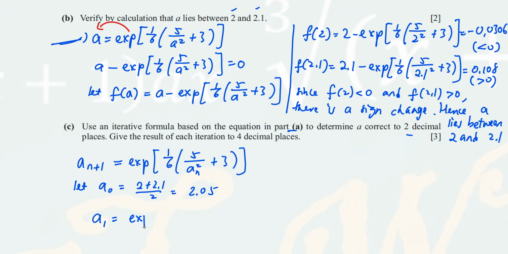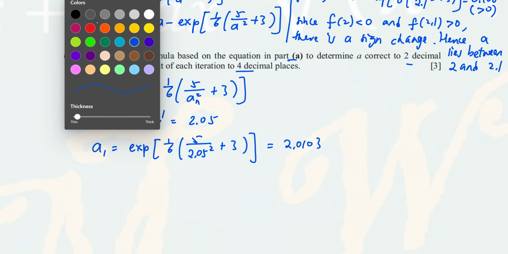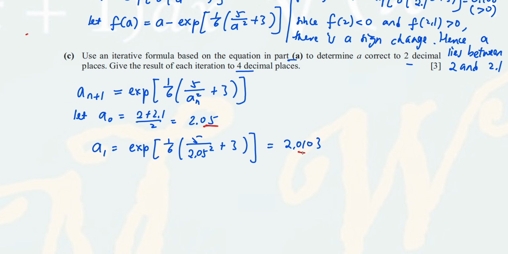So my A1 is exponential of 1 over 6 brackets 5 over 2.05 squared plus 3. And now each iteration, 4 decimal places, 2.0103. That is the A1. Now when to stop the iteration depends on the 2 decimal places, because your final answer is 2 decimal places. So if you get the same 2 decimal places after you have rounded the value, then you have to stop the iteration. Otherwise, you just continue. So now I'm going to continue because obviously they are not the same.